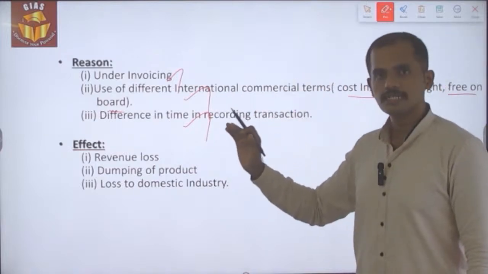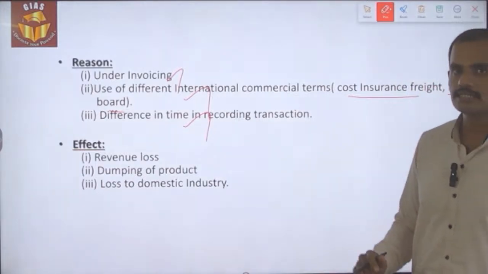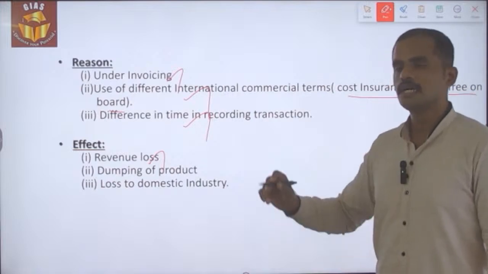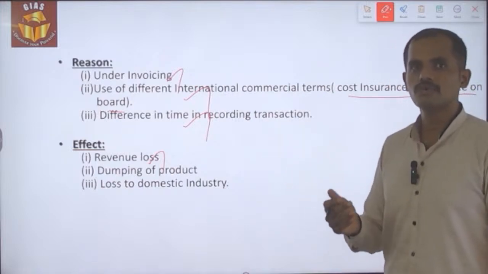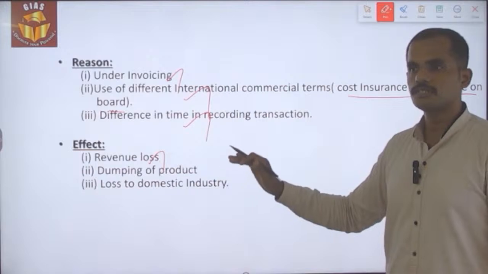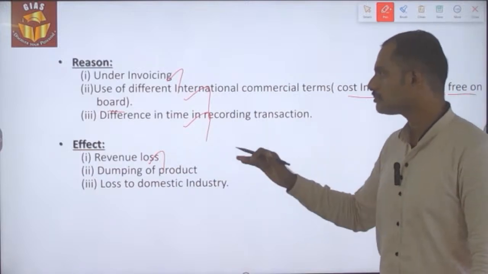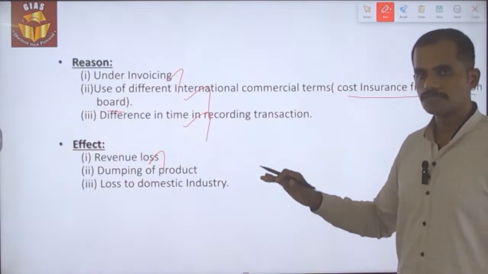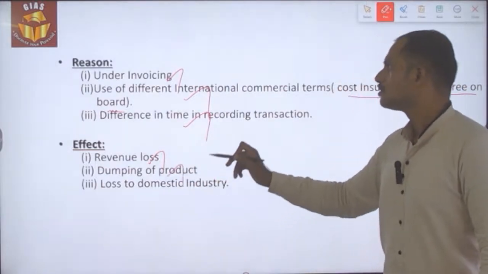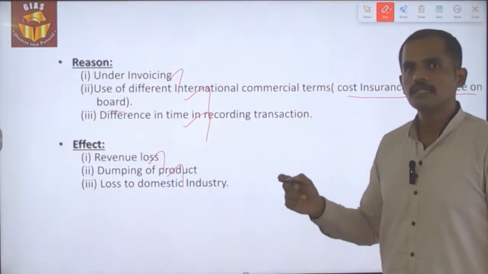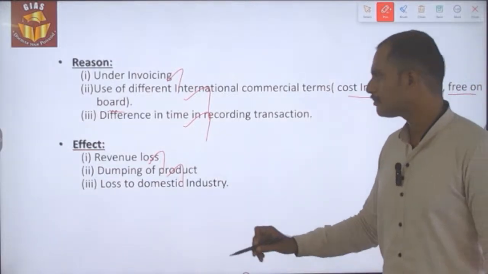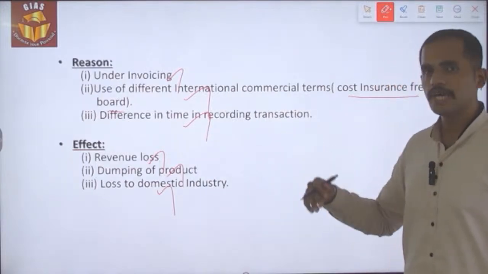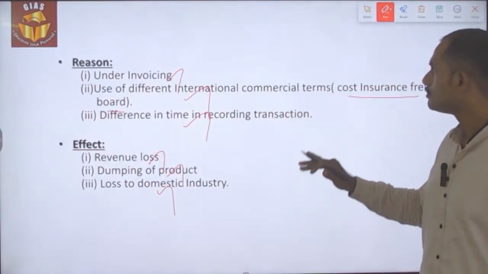What kind of effect does this discrepancy create? Because of the under invoicing of imports, which is done to reduce or escape the import duties levied by our customs authorities, such under invoicing will lead to revenue loss for our exchequer. Secondly, because of this under invoicing, dumping of products from China will take place. Thirdly, it will lead to loss of domestic industries. So these are all the effects it carries in the domestic arena.